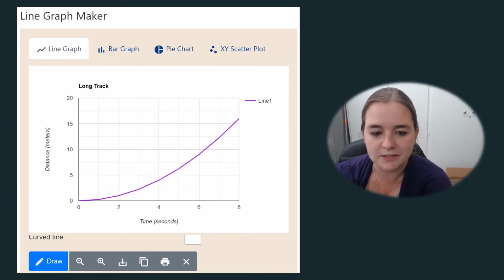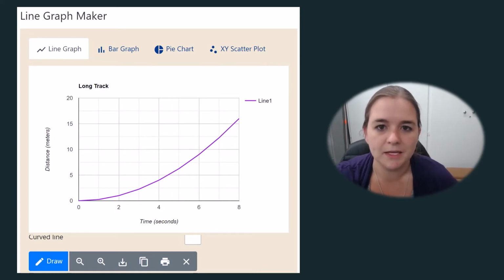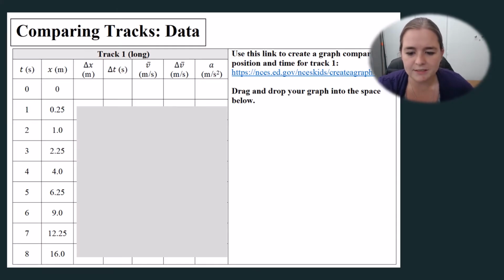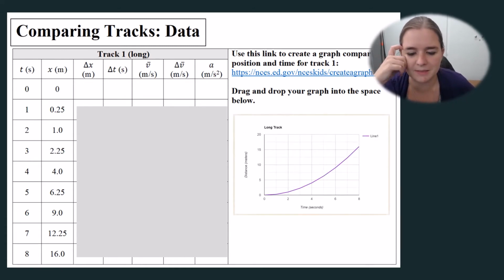We have our graph, so we need to insert it into our document, and you can do that by dragging and dropping or copying and pasting, whatever works for you. But you want to get it inserted into the document. I'm back on that second page now with the long track, and I'm going to put my graph into the spot where it goes, however you can do that.